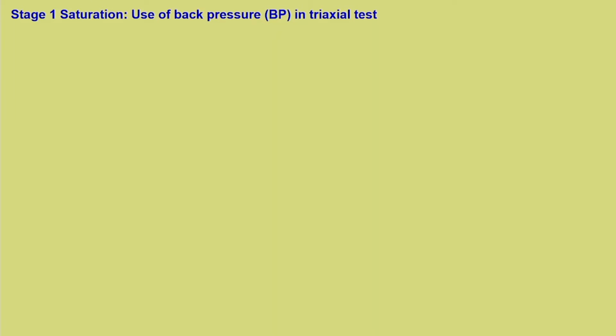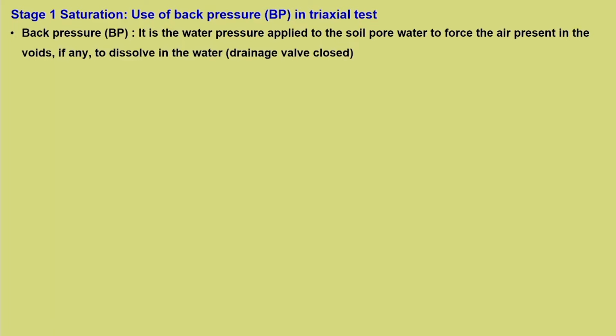As I told in the beginning, we will discuss a bit on what is back pressure in triaxial testing, and this back pressure is applicable for all the 3 testing, because back pressure is useful for saturation, and saturation is mandatory for all the 3 types of triaxial testing. Now, what is back pressure? It is the water pressure applied to the soil pore water. So, this pressure goes within the soil sample to force the air present in the voids, if any.